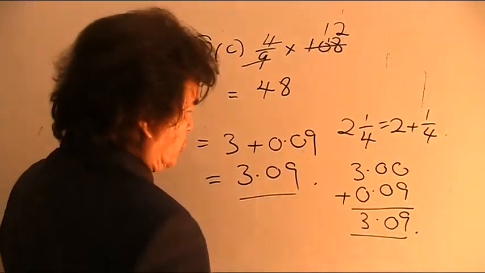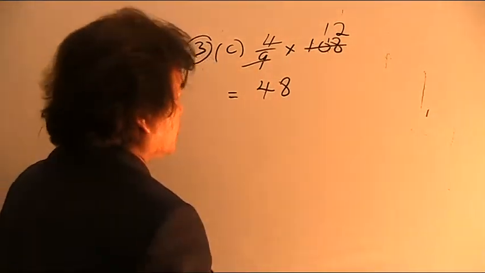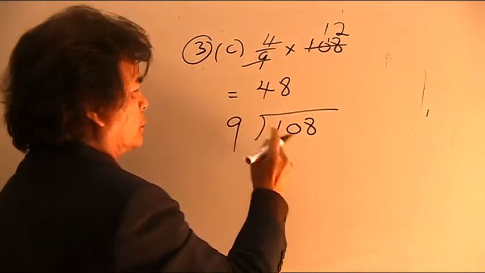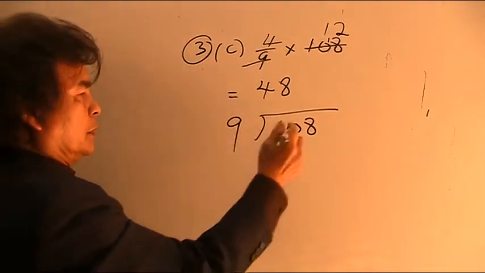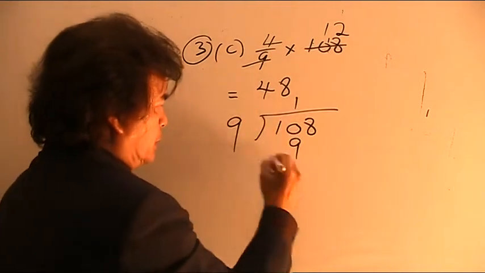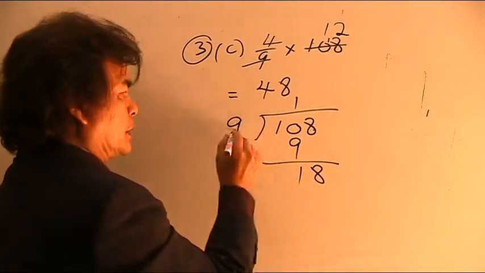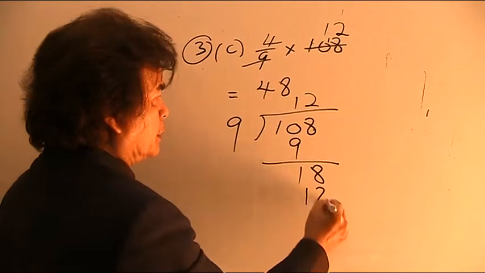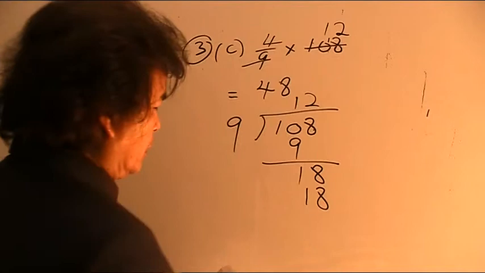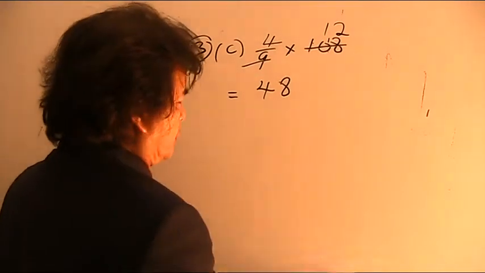Or if you are not very sure, you can also do it through long division, which you take 108 divided by 9. So 1 divided by 9, you can't. So you take 10 divided by 9, you get 1. 1 times 9, you get 9. So 1, and drop 8 here. 18 divided by 9, you get 2. 2 times 9, 18. So you get 12. So 12 times 4 equals to 48. Right, that is for number 3, part C.